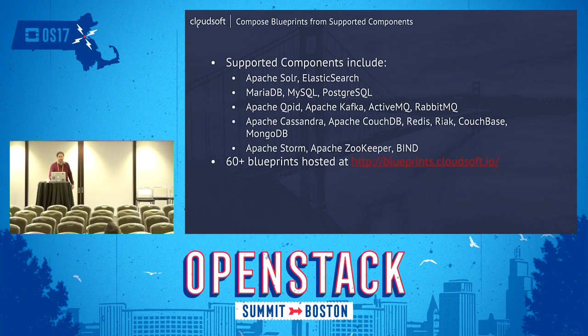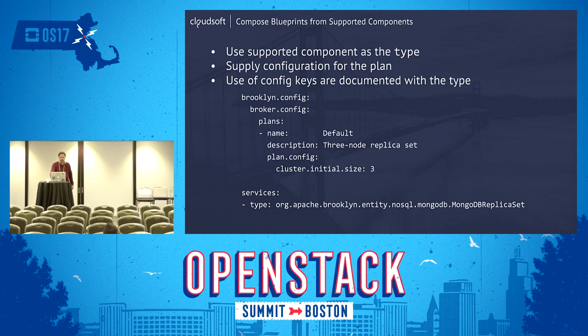At blueprints.cloudsoft.io, we've got 60 plus blueprints that can be used. So if we're going to compose a blueprint from these supported components, then we just need to set the service type to the namespace and type that's included in the component, and then fill out that broker config plans section with the particular config that you want for the plan. So in this case, we've got a clustered service, and we want to set the initial size of the cluster to 3. And that's done with the config key there, cluster.initial.size. So you can see this is a MongoDB replica set service.